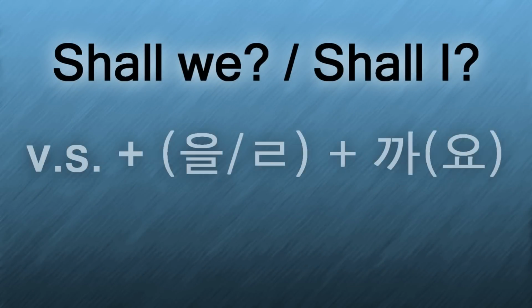When you want to ask someone else if they want to do something, you can use the shall we form. It's pretty simple to make. Just take the verb stem and add ㅡ if it ends in a consonant, or just ㄹ if it ends in a vowel. Then add 까, and then if you're speaking politely, add a 요 at the end. Here are some examples.